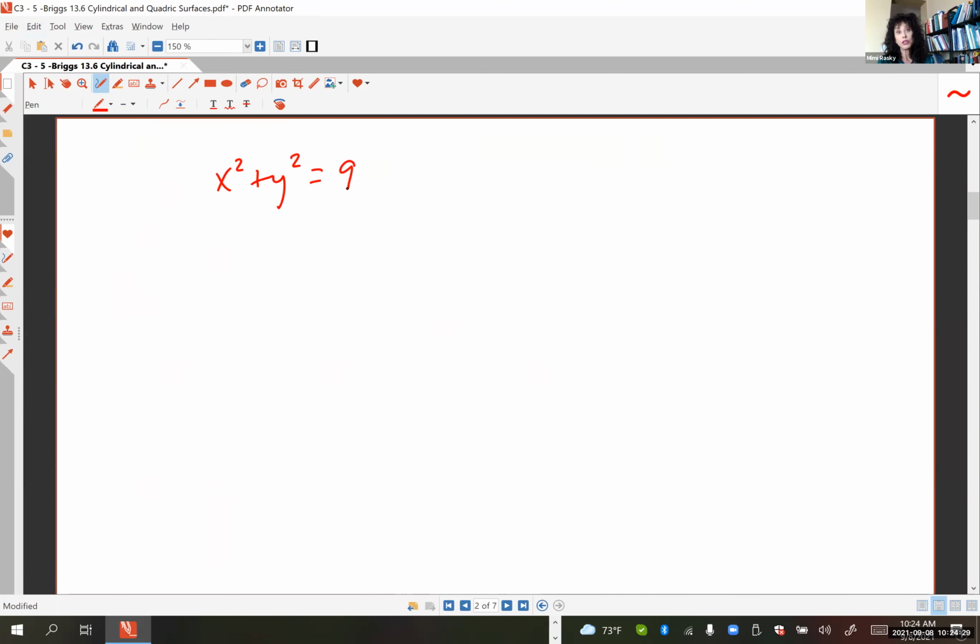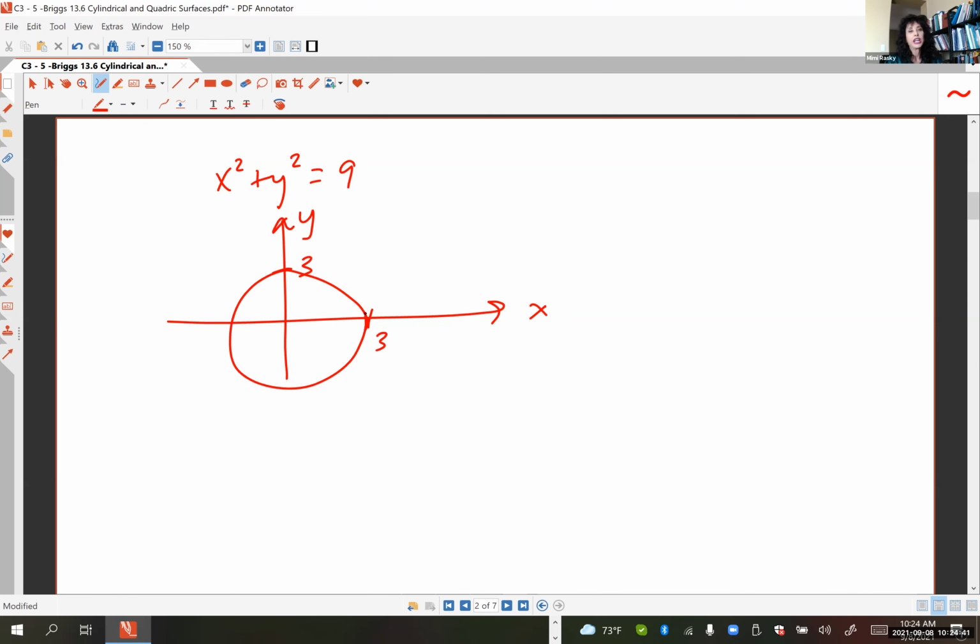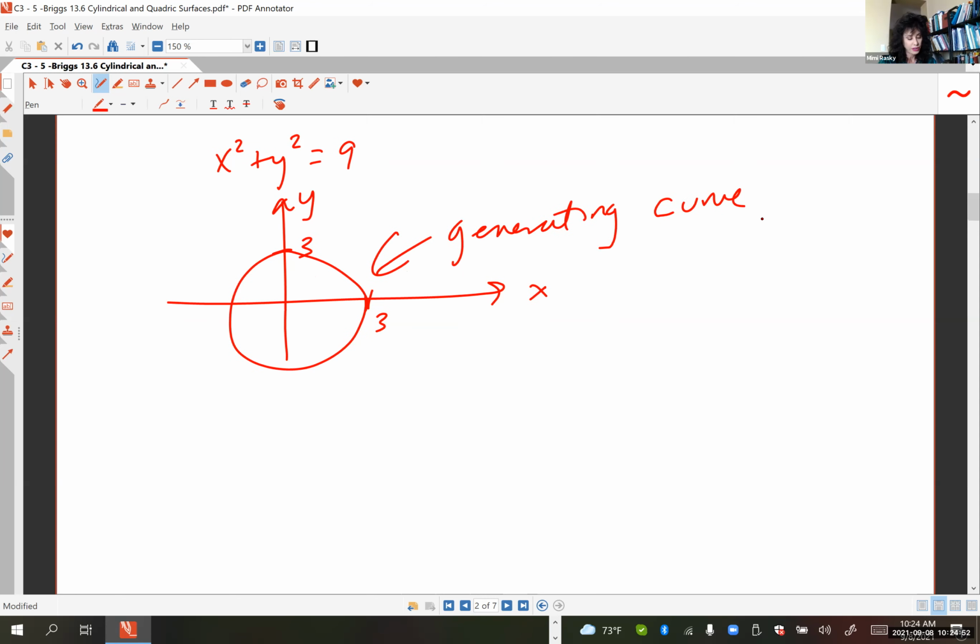Now, if you were in an algebra class, you would go, oh, I know how to graph that. That's a circle centered at the origin of radius 3. And I would say, congratulations, that is exactly right. But that's actually the generating curve. The generating curve is in the XY plane because the Z is missing. Now, how do you actually draw the surface? Because this is a curve, not a surface.